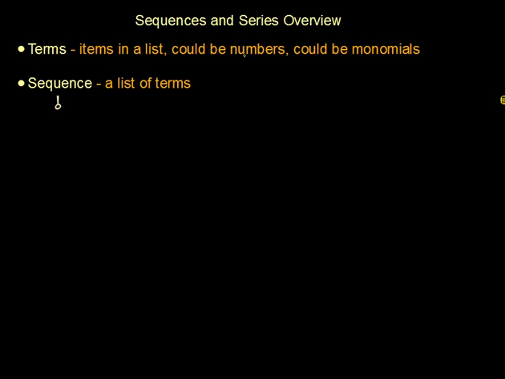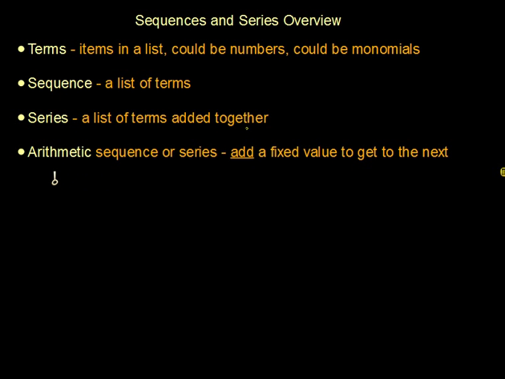Now that we know what terms are, we can talk about sequences. A sequence is simply a list of terms, and usually all of the terms in a sequence are separated by commas. Another thing that involves terms is something called a series. A series is also a list of terms, just like a sequence, but in a series, all of the terms are added together.